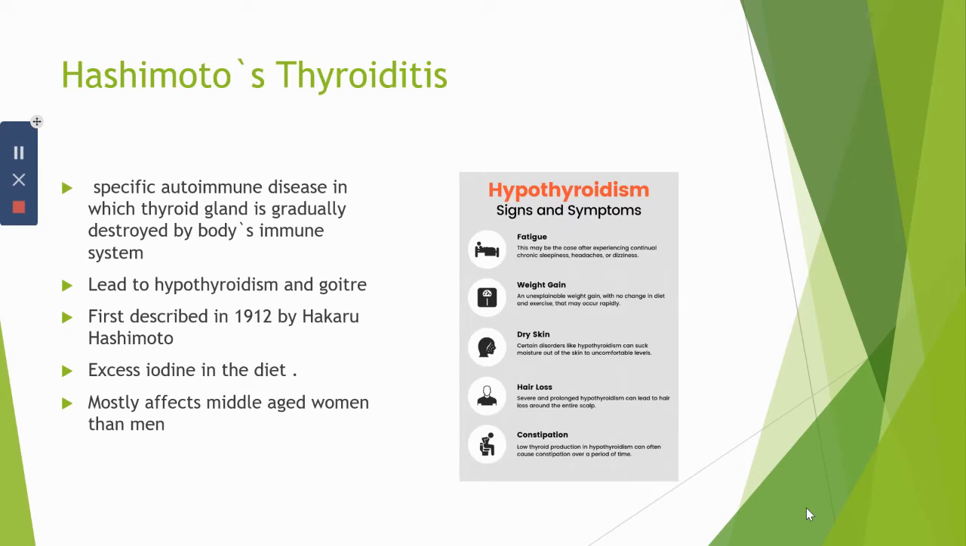First, we are going to discuss Hashimoto's thyroiditis. It is a well-studied organ-specific autoimmune disease in which the thyroid is destroyed by the body's immune system. It leads to hypothyroidism and goiter. It was first discovered in 1912 by Hakaru Hashimoto. The occurrence of Hashimoto's disease is higher in countries where there is excess iodine in the diet. It mostly affects middle-aged women more than men.